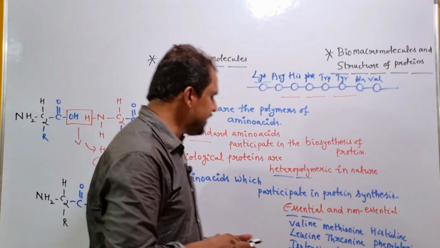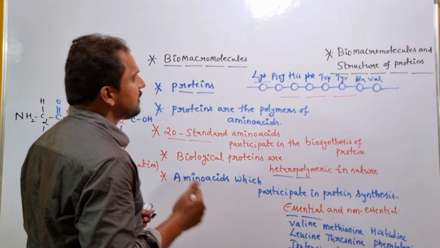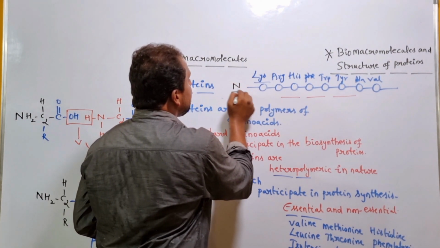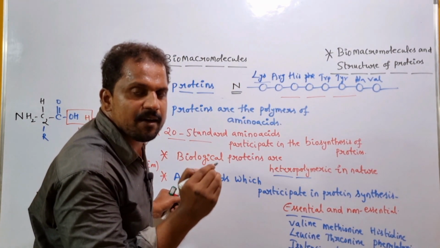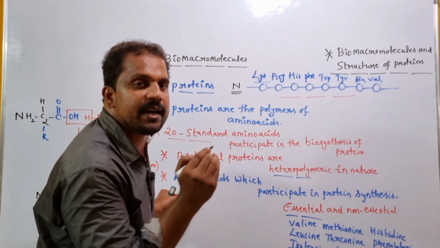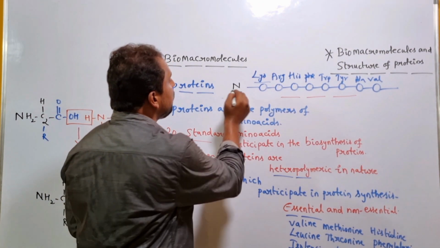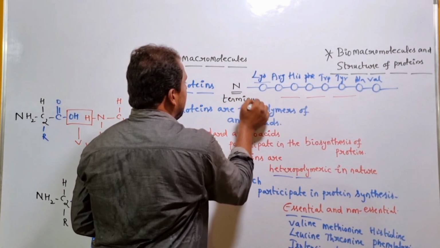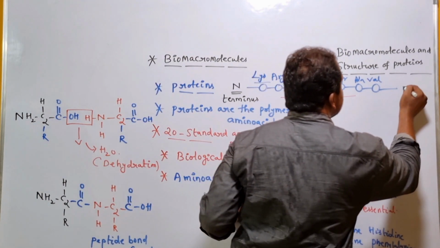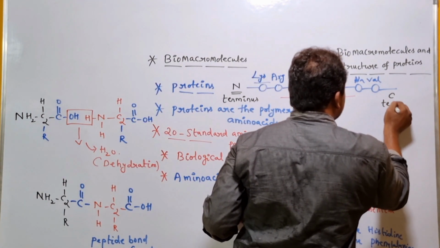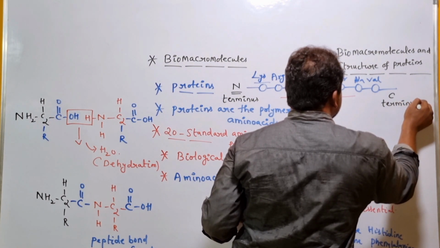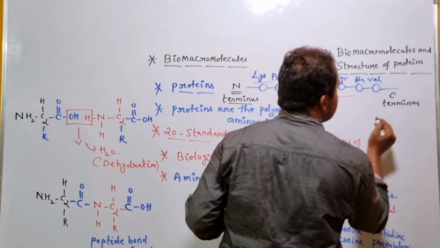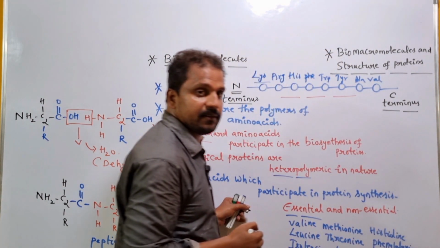Non-essential amino acids. In general, the initiation of protein synthesis takes place at the left-hand side, and at the left-hand side, the N-terminus is present. Is it clear? Initiation of protein synthesis always begins only at the left-hand side. At the left-hand side, we can observe the N-terminus, and at the right-hand side, we can observe the C-terminus. Initiation of protein synthesis takes place at the N-terminus, and the end of protein synthesis takes place at the C-terminus. Is it clear?